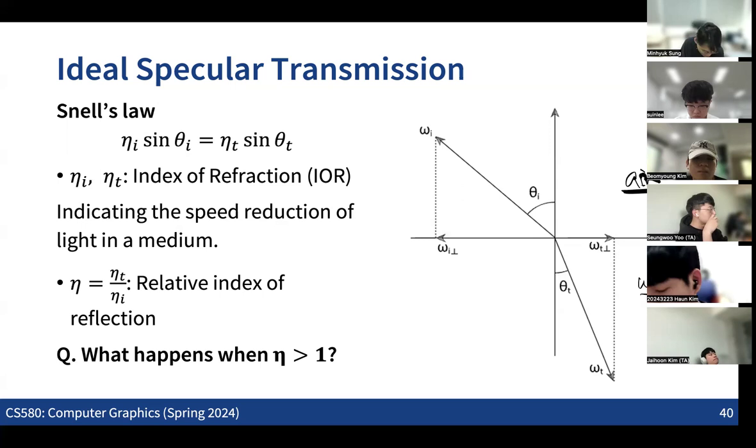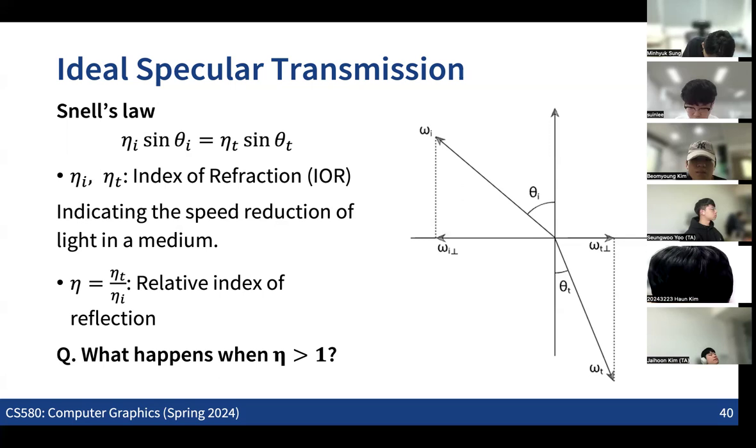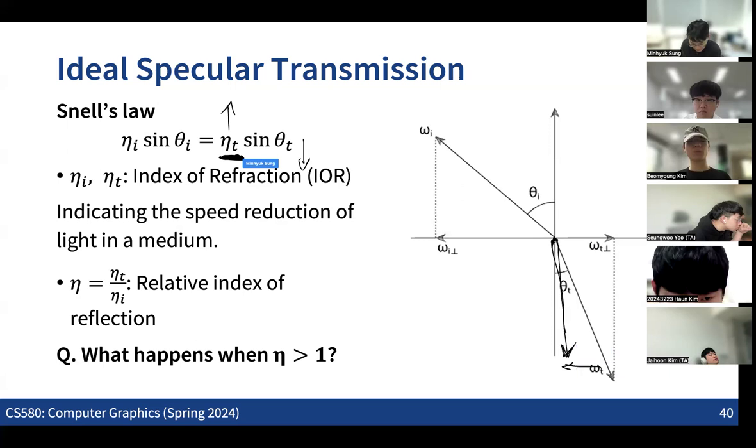What this means is that when you increase this value, this value will decrease, which means the light will be bending toward the surface normal, going like this, as the number is being increased. So the answer is that the refracted light will bend towards the surface normal. And actually the opposite case will be this.